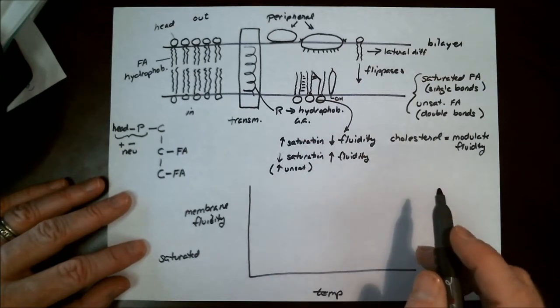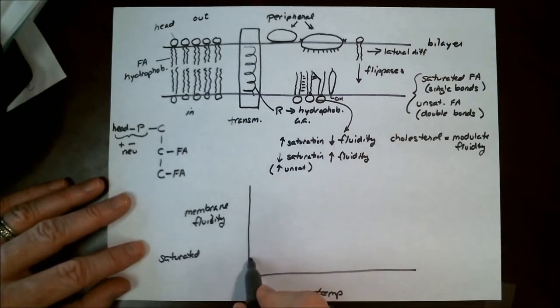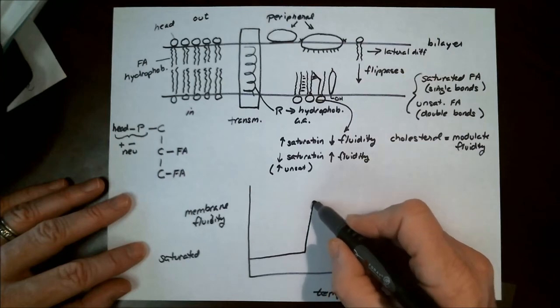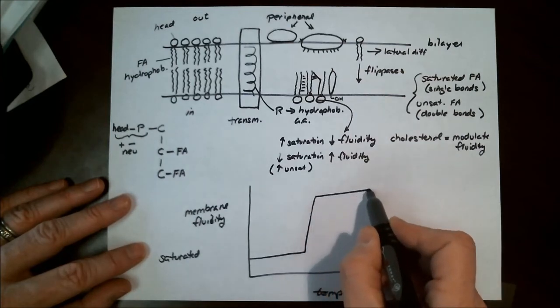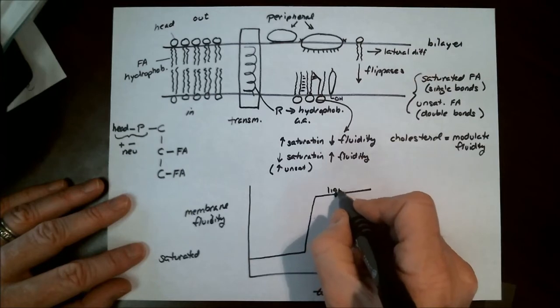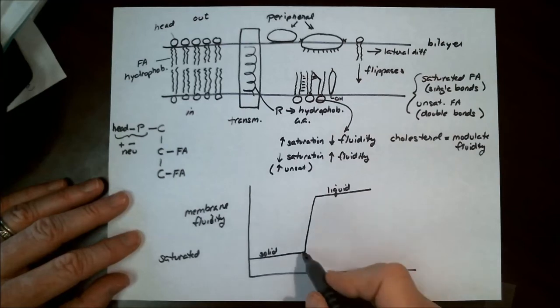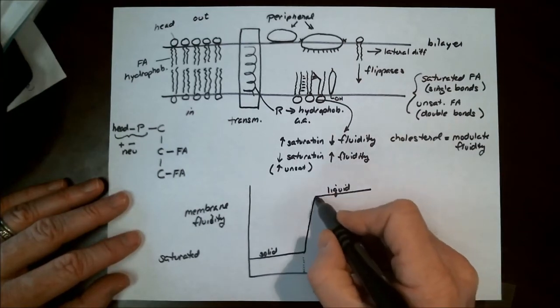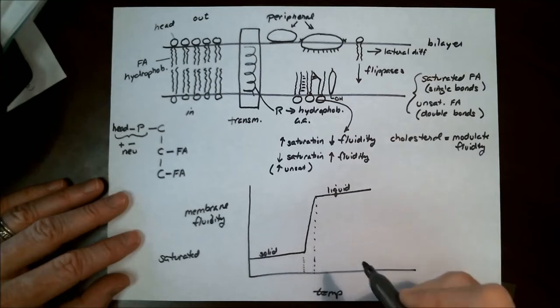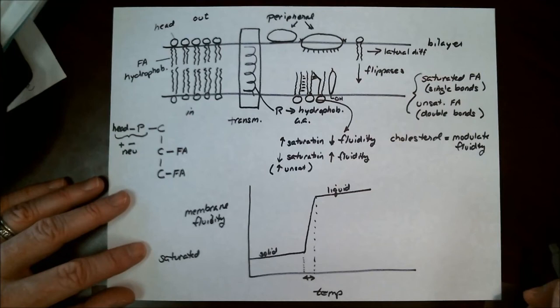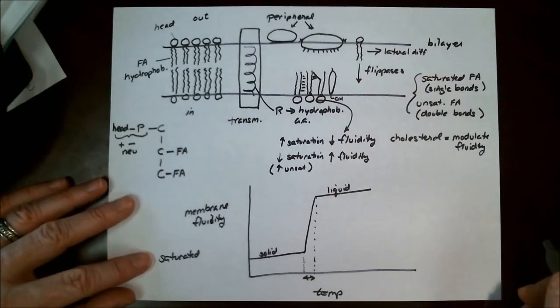Same thing with saturated phospholipids. If all of our phospholipids are saturated, we will go from a solid to a liquid in a very short window of temperature. This would indicate a pure substance, just like in organic chemistry, a fully saturated phospholipid.